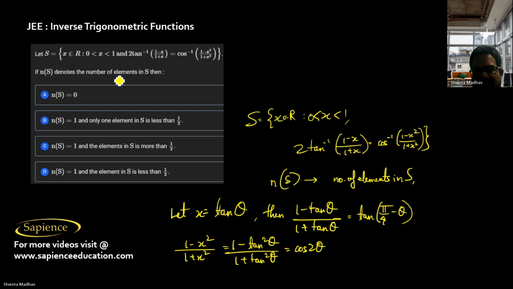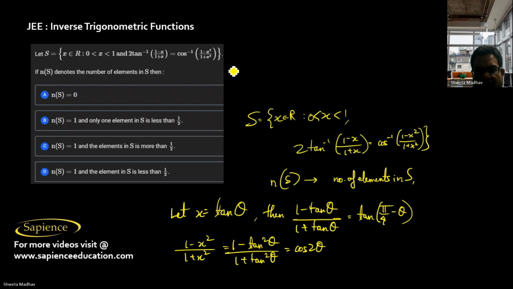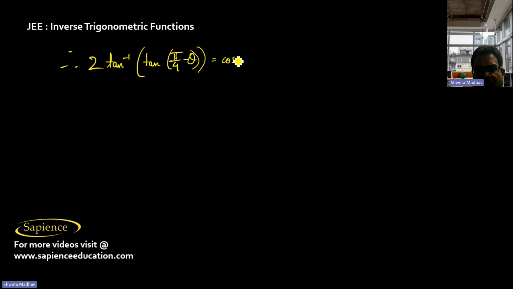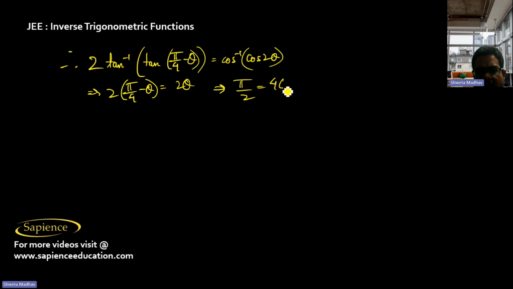Therefore, 2 tan inverse of this is 2 tan inverse of tan(pi/4 minus theta). It will be equal to cos inverse of cos 2 theta. This will be 2 into (pi by 4 minus theta). So that is equal to 2 theta. So therefore I can say pi by 2 is equal to 4 theta. So therefore theta is equal to pi by 8.